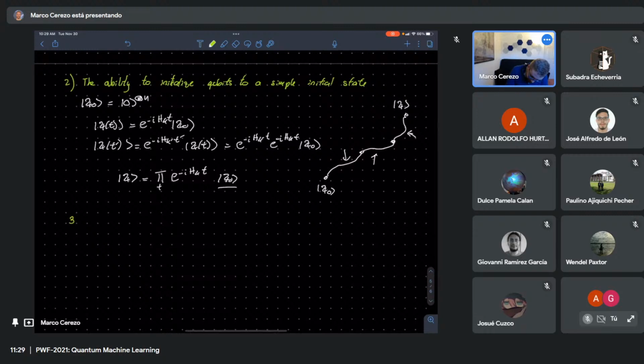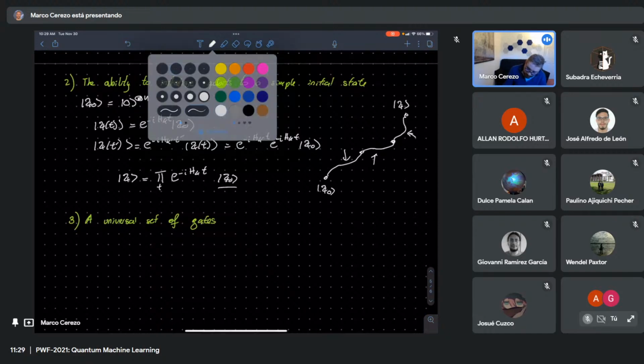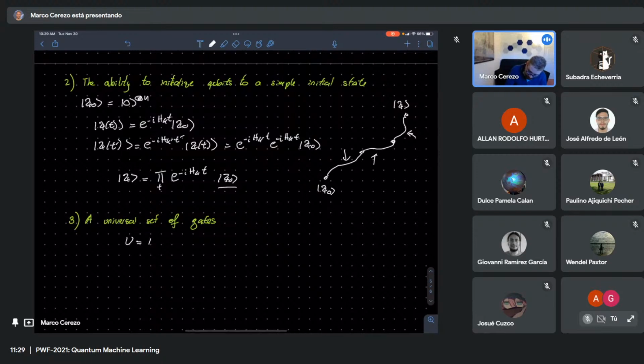We also now want to have what is called the universal set of gates. Now, of course, the question is, we already know that we can implement unitaries that are going to be the product of those time-dependent unitaries, where U_k(t) is just evolving with Hamiltonian H_k for time t, right? And the question is, from a computational perspective, we want to be able to fine-tune that interaction, because maybe we want to get to a desired state at the end of the system.